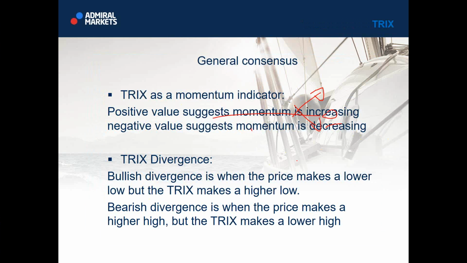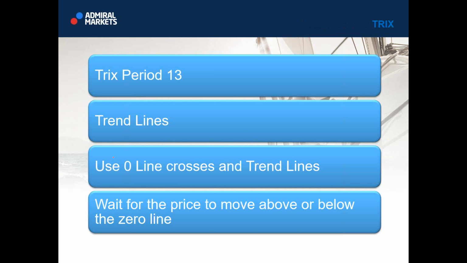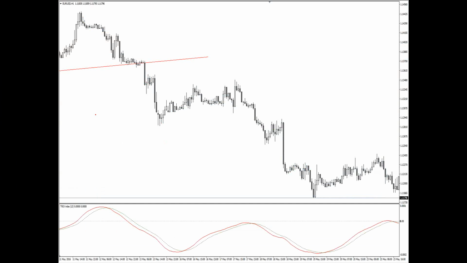Also divergence, regular bearish, regular bullish divergence, and this is how I will show you and teach you how to use this indicator. So this is what you need to have: Trix period 13, trend lines, zero line crosses, and waiting for the price to move above or below the zero line.